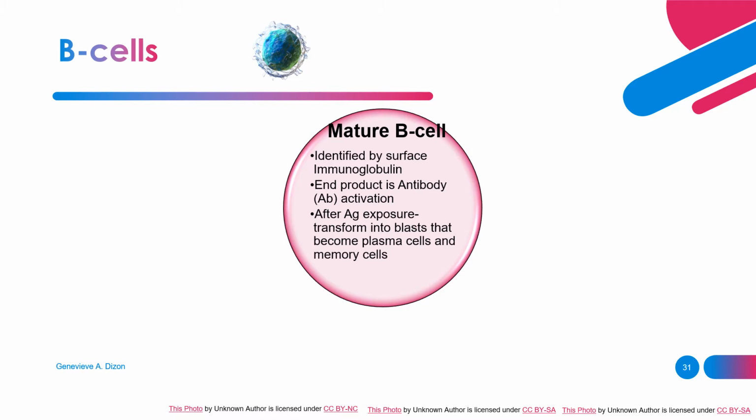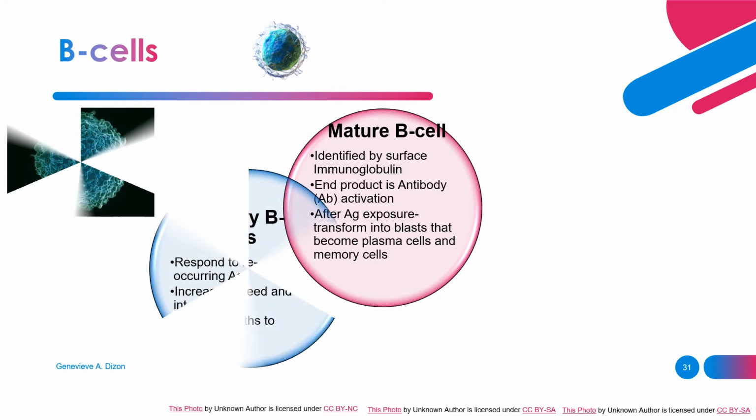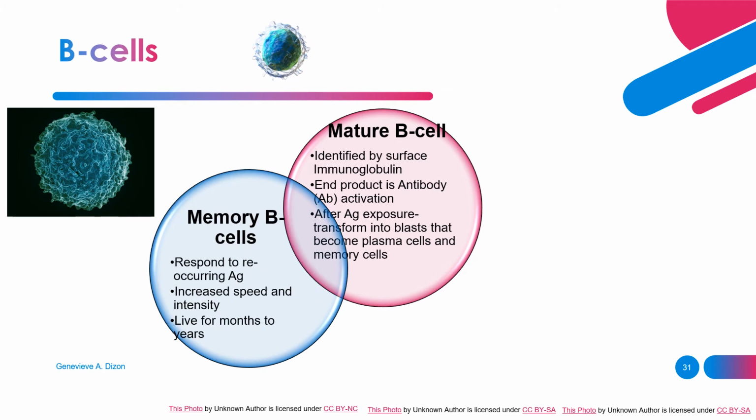Now, after antigen exposure with the aid of helper T cells, they will transform into blasts that can become either plasma cells or memory B cells. When they become memory B cells, they can respond to reoccurring antigen. So these are B cells that have the memory, or that can remember which type of antigens have attacked. So when this same antigen reoccurs in the body, they can attack with increased speed and intensity, and they can live for a long time, months up to years.